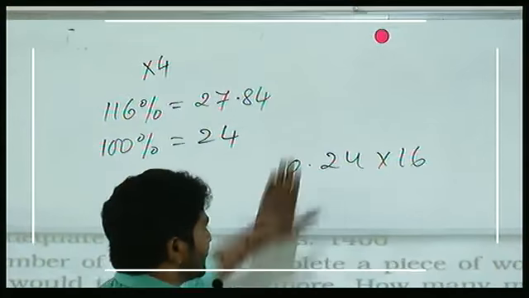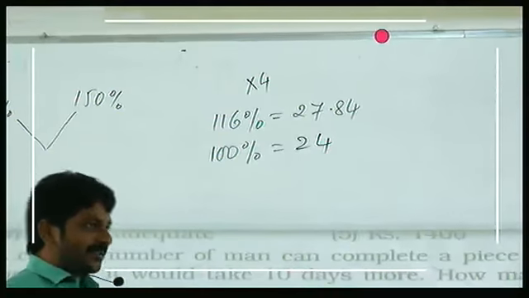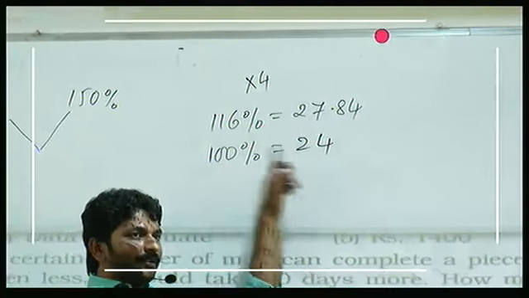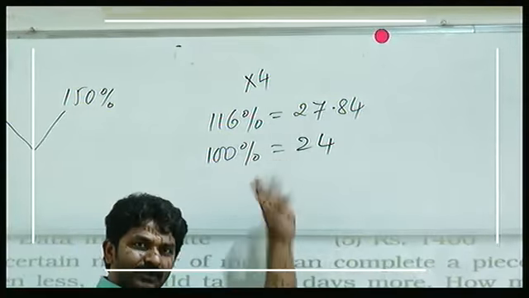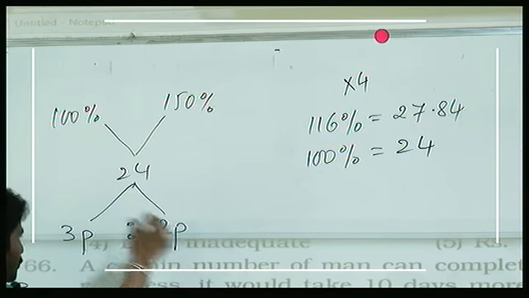First digit will be in 20s. 6 into 4 ends with 4, 1 into 4 ends with 4. Done. 24 rupees. And here, in the final mixture, it is in the ratio 3:2. So this is 3 parts and this is 2 parts.